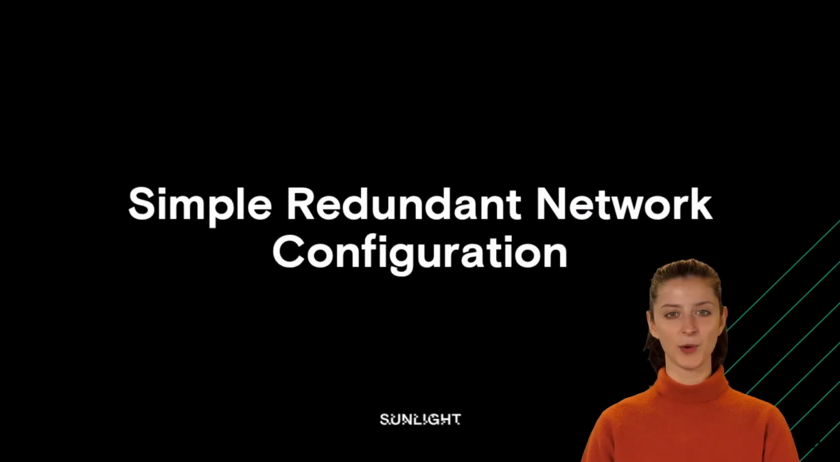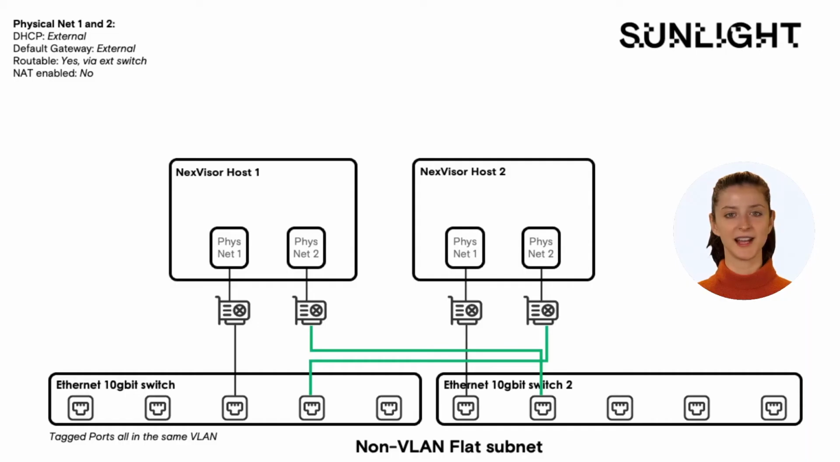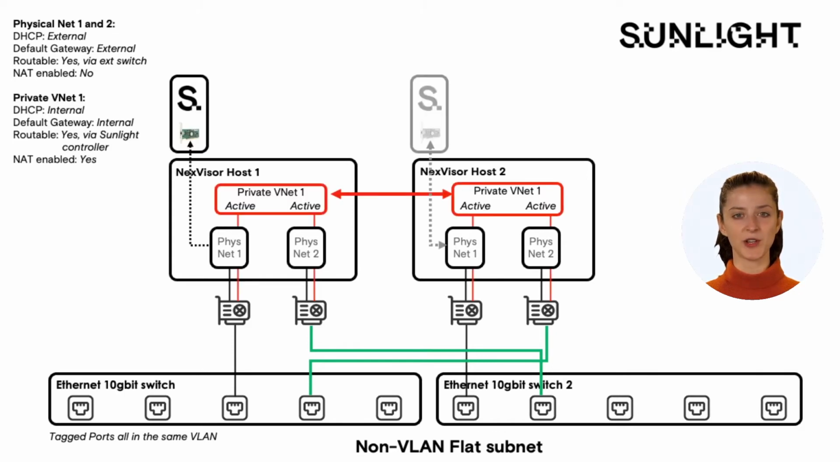Even though a private network is redundant and works in an active mode, what if we want to add some redundancy to the whole system? Let's introduce a second redundant switch. We'll connect one physical NIC port into switch 1, and the second physical NIC port into switch 2 for each host. The Sunlight network configuration remains exactly the same. We can still create one or more Sunlight virtual networks and attach to the physical network paths.